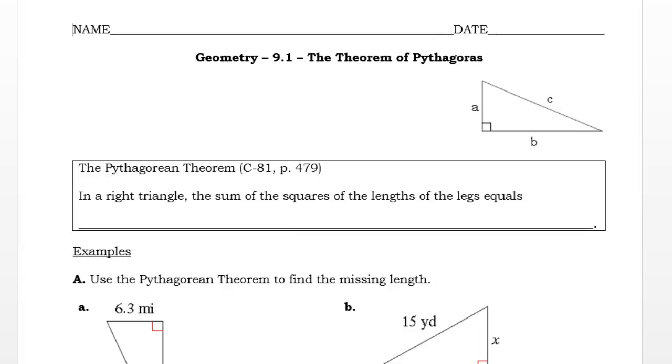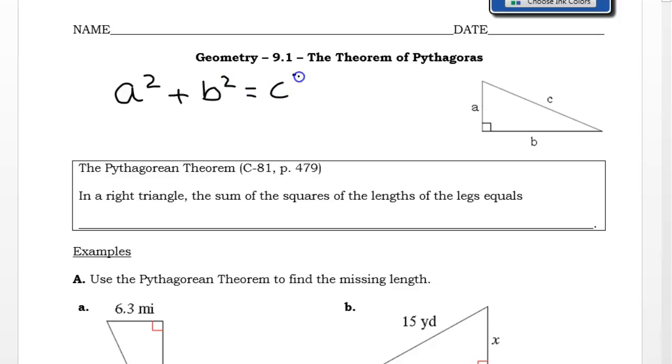This is Geometry Lesson 9.1, and in this lesson we're going to talk about the Pythagorean Theorem. Hopefully the Pythagorean Theorem is something that we've seen before. It is called a squared plus b squared equals c squared. And what that allows us to do is, if we know the lengths of two sides of a right triangle, we can use the Pythagorean theorem to find the length of the third side.